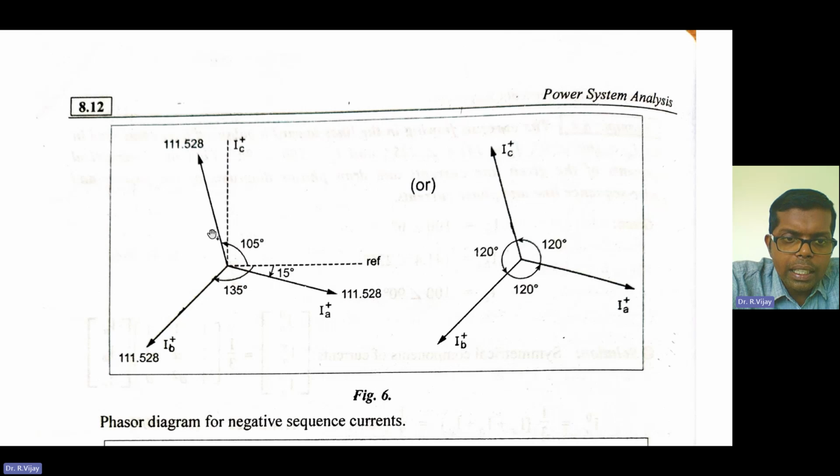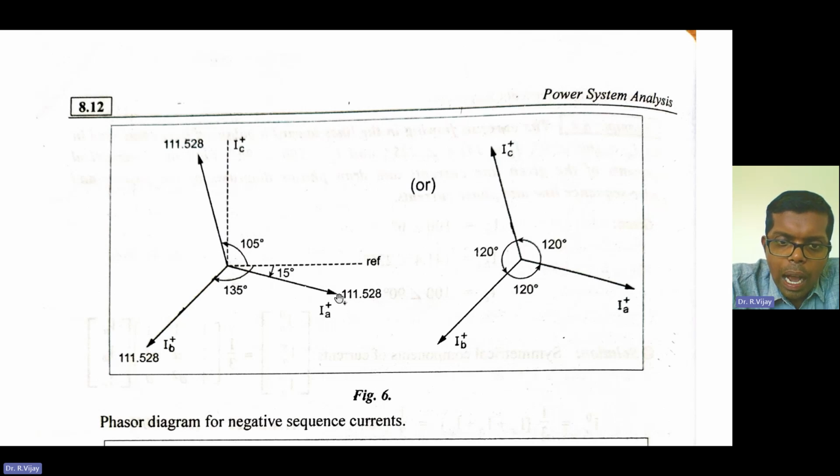Next here you measured, here also 120 degree. So phase shift is 120 degree. So this is the normal phase shift, like IA positive, IB positive, and IC positive. The phase shift is 120 degree. Here it slightly varies, but even though the phase angle slightly varies, if you compare all the phase shift, it is 120 degree only. Because you see from here it is 135, but between IA positive and IB positive, it is 120 only.